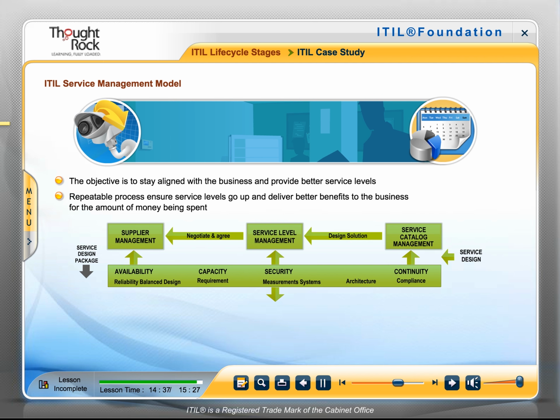All of these things, as you can see, are lining up. The objective here is to stay aligned with the business and provide better service levels. So if things are done in a repeatable process, service levels go up and better benefits are being delivered to the business for the amount of money being spent. Any questions?